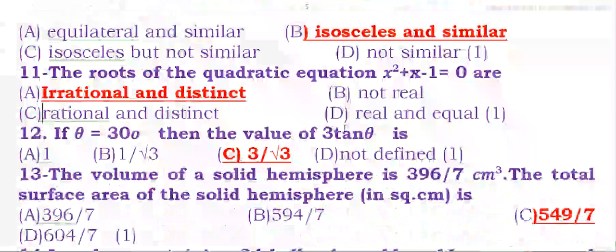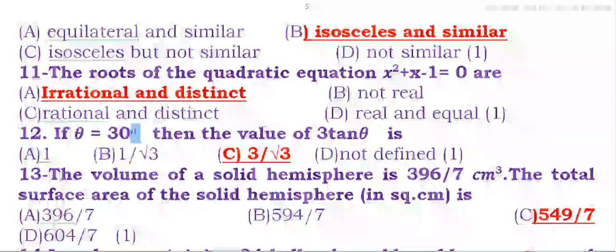Theta is 30 degrees, then the value of 3 tan theta, 3 into tan 30. The value of tan 30 is 1 by root 3, and the value of 3 into 1 by root 3 is equal to 3 by root 3. It may also be written as root 3.